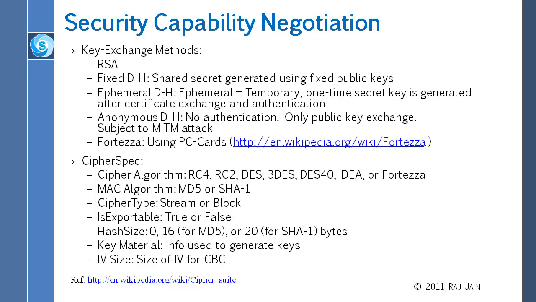Then the third one is anonymous Diffie-Hellman. In this case, there is no authentication done, only public key exchange. Since there is no authentication, this is subject to a man-in-the-middle attack, MITM. Because there is no authentication, anybody else can play in between. But there are certain circumstances where you don't need the authentication, or you cannot do the authentication, so you just use that. So obviously this is the weakest, this is the second, and this is the strongest among these three. And then there is Fortezza, which basically uses hardware, PC cards. If you want to negotiate with your PC cards, then that is the name of it.